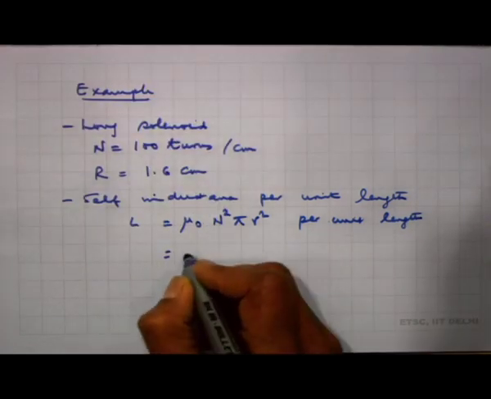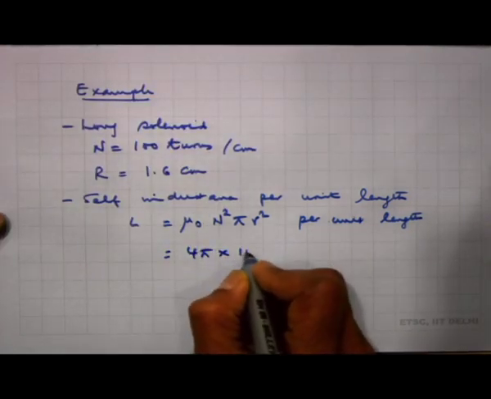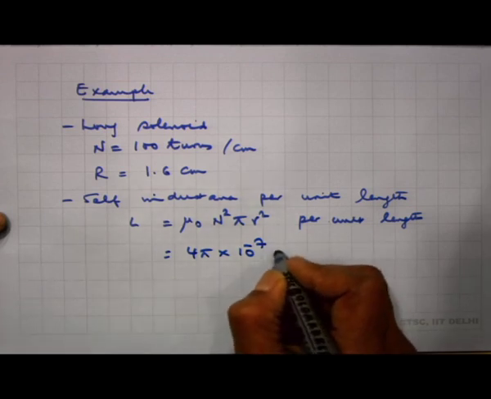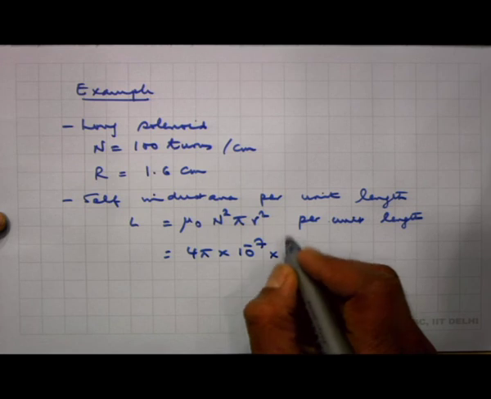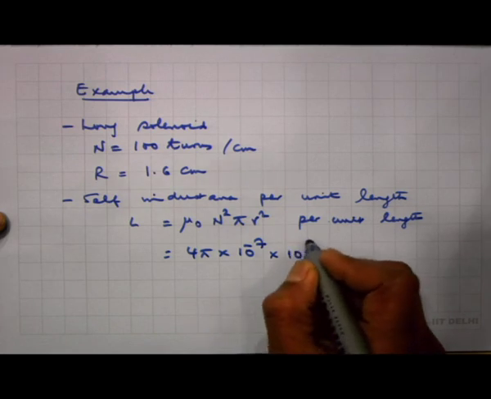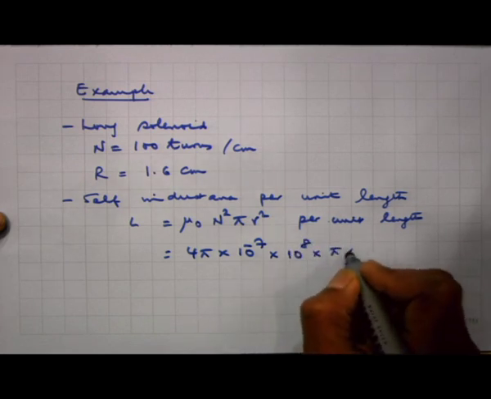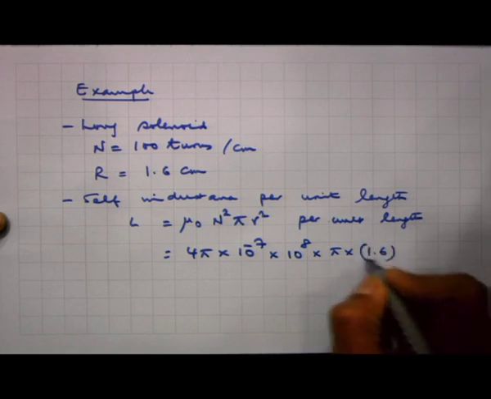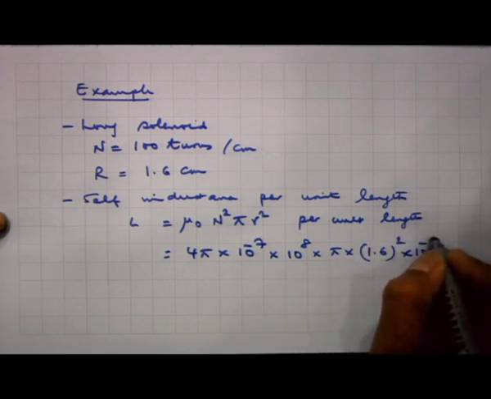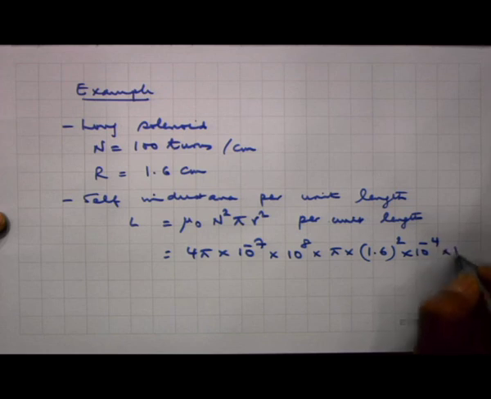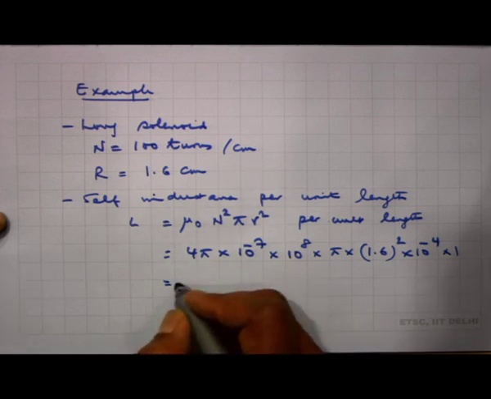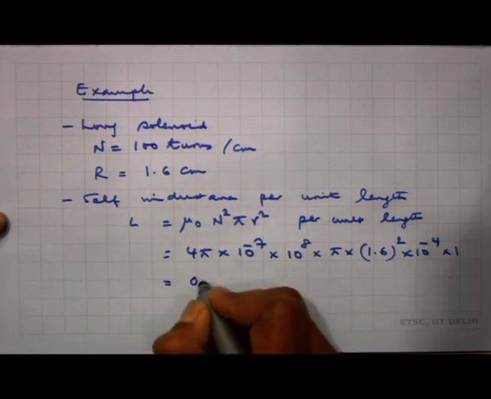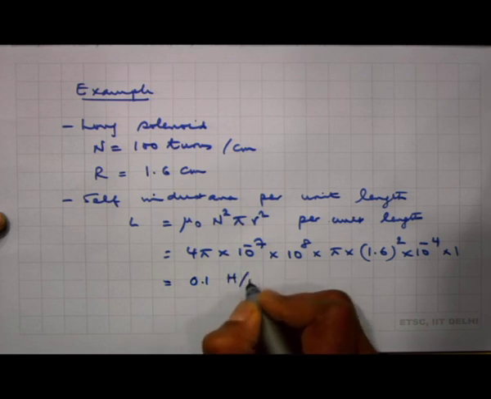So, this is equal to 4 pi 10 to the minus 7 into 100 turns per centimeter, that is per meter is 10 to the power 4. So, that is 10 to the power 8 into pi into 1.6 whole square into 10 to the minus 4 into length of 1 meter, and this comes out to be approximately 0.1.